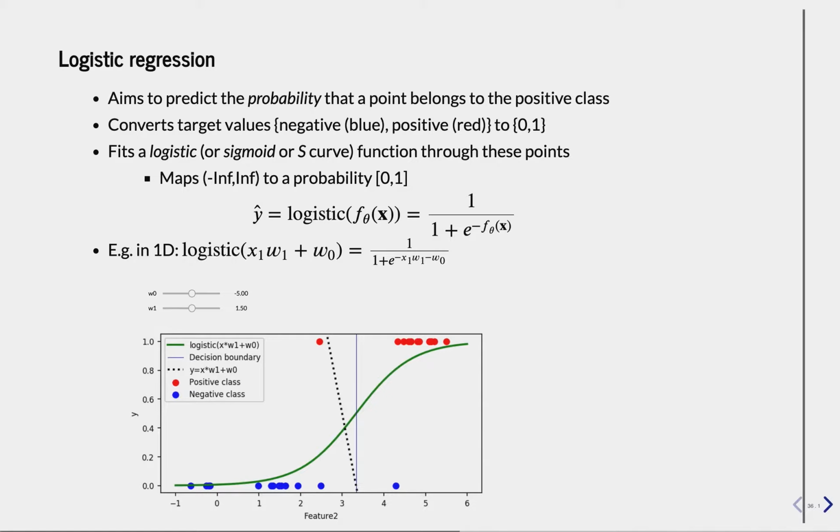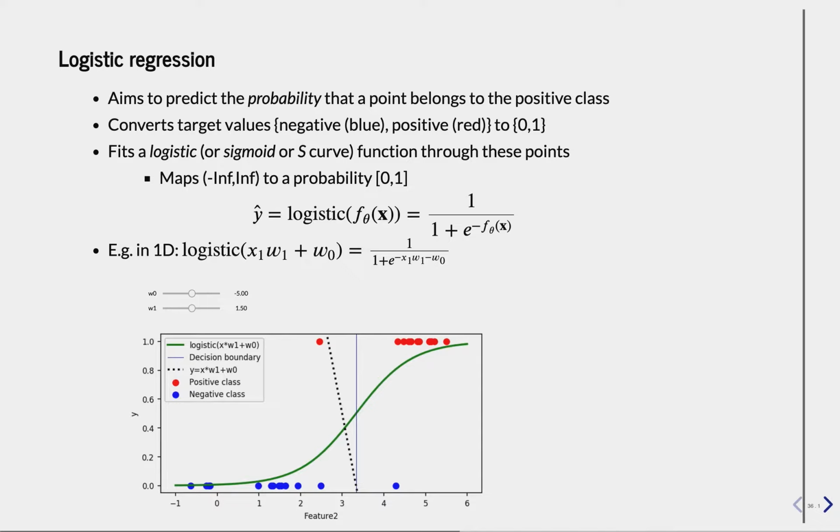Okay, the first algorithm is logistic regression. This one is a bit special in that it doesn't actually want to predict a class, positive, negative, but it wants to predict the probability that a point belongs to the positive class. So it tells you something like, I'm 80% sure that this is a positive point.